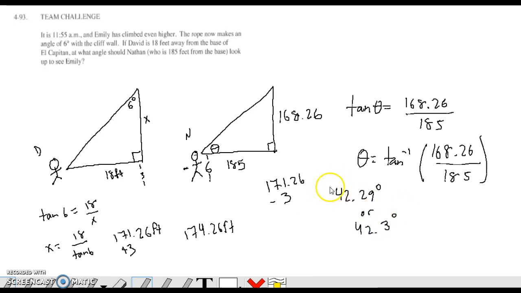Either one, depending on how many decimals you are going to use. So we do have to take into account the 3 feet from David or the 6 feet from Nathan. If you didn't, you got close to 42.29, but the decimals were off just a little bit. And that's it.